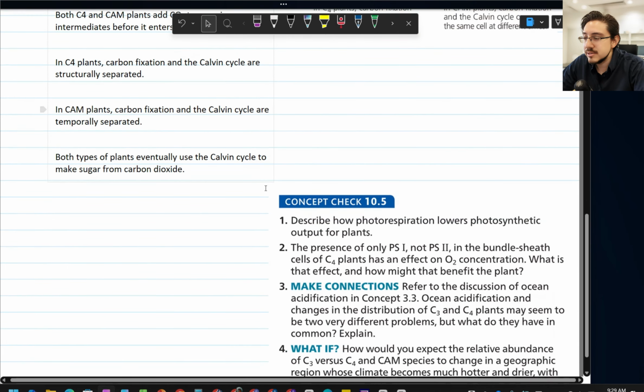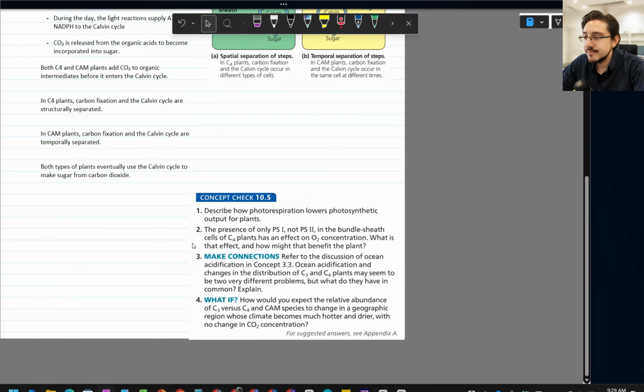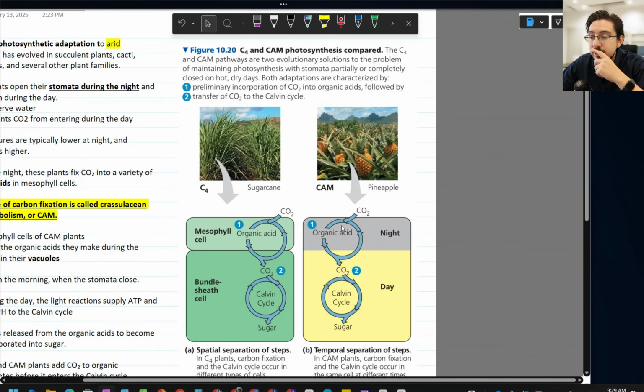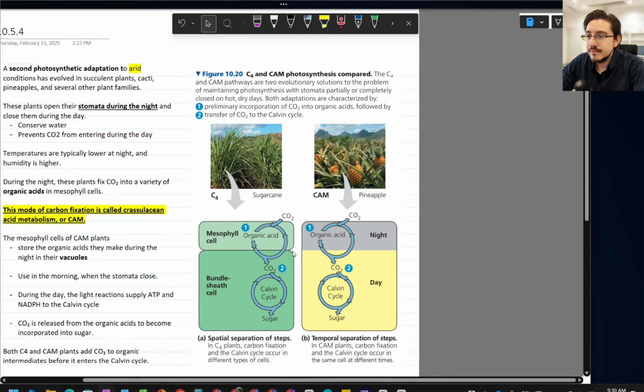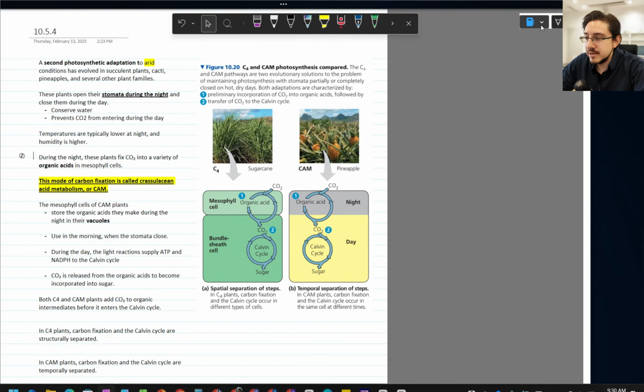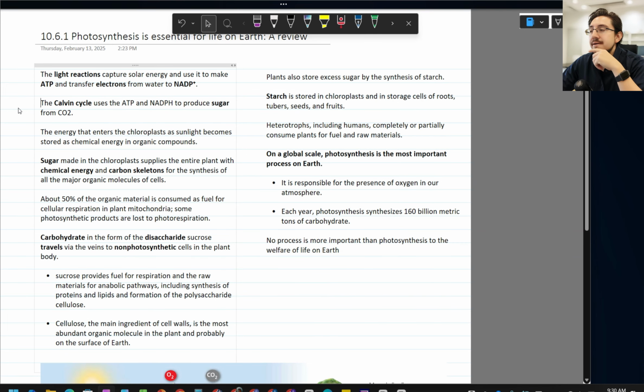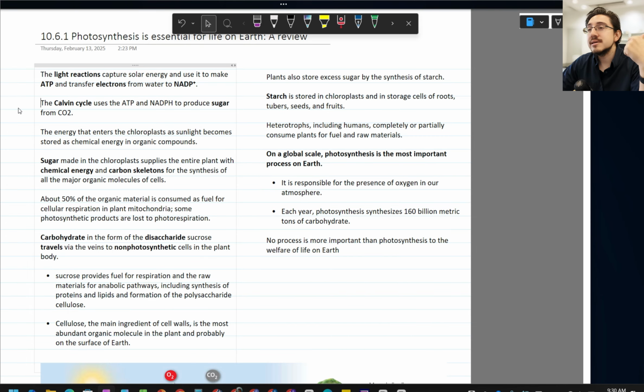Okay, just to give you these concept checks. All right, so this is a very nice comparison of these two pathways here. So with that, we finish the alternate methods of carbon fixing: photorespiration, C3 plants, C4 plants, and CAM plant metabolism. Just to summarize there.